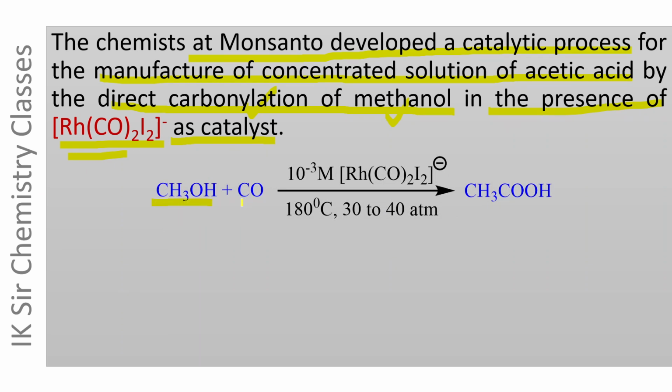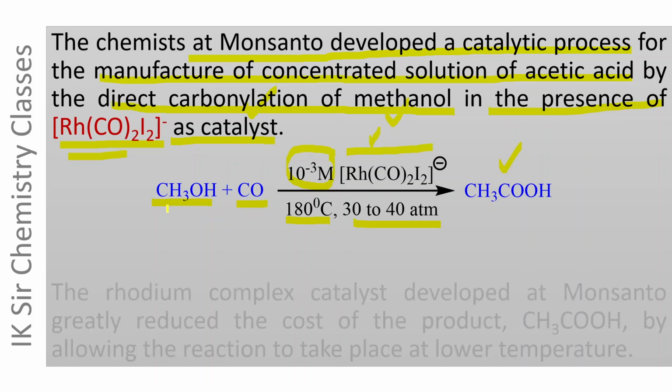Methanol is treated with carbon monoxide gas at 180 degrees centigrade and 30 to 40 atm pressure in the presence of this catalyst in very low concentration, 10 to the power minus 3 M, and we get concentrated solution of acetic acid. This reaction, which involves the carbonylation of methanol, produces concentrated solution of acetic acid.